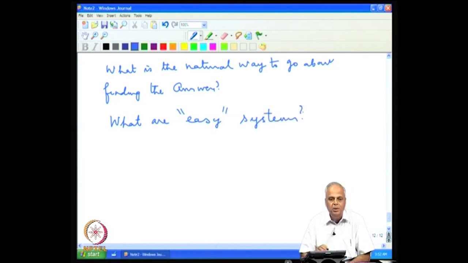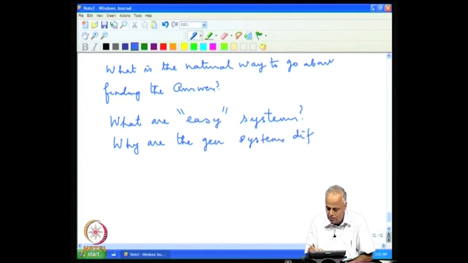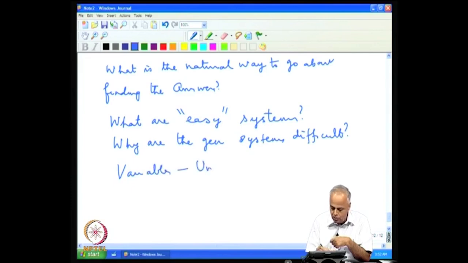That is, systems which can be easily solved, for which all the answers can be given without much hard work. To answer this question, we must first understand why the general systems are difficult. The difficulty lies in the fact that each equation involves every one of the variables, or at least several variables, and therefore, no equation on its own is able to help you determine one of the unknowns. This is what we call as the variables or the unknowns being all coupled in a general system.